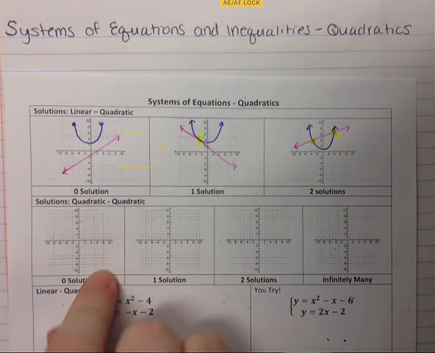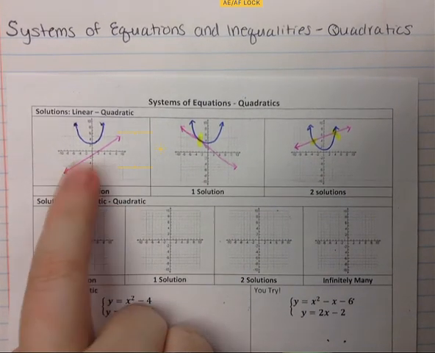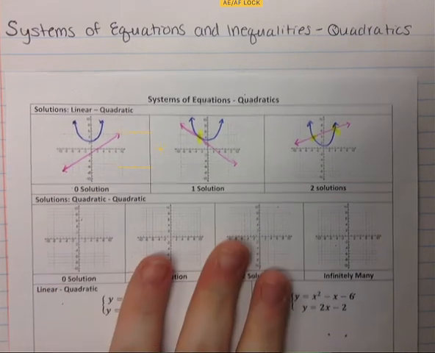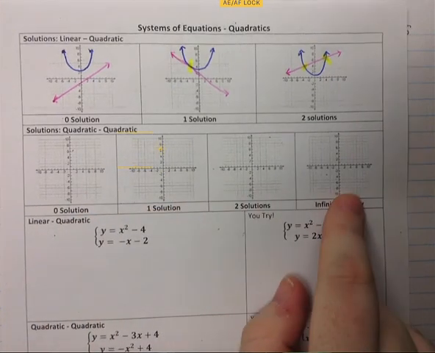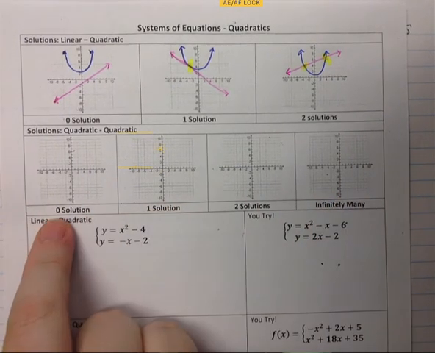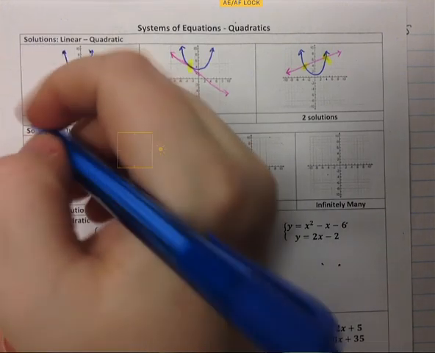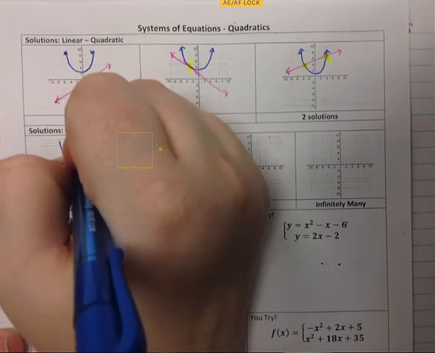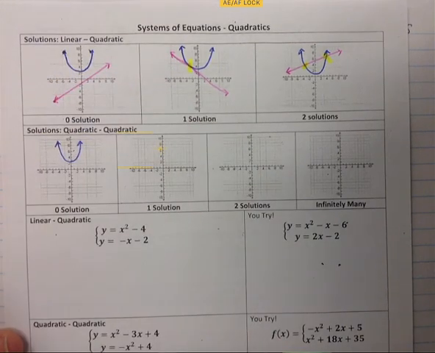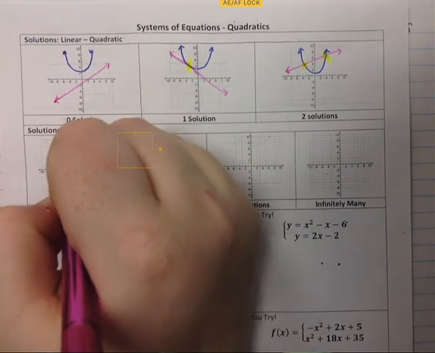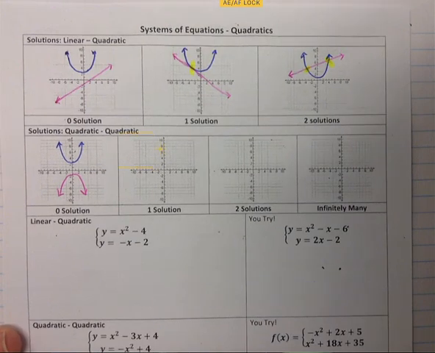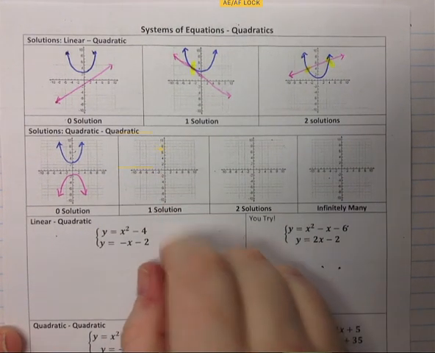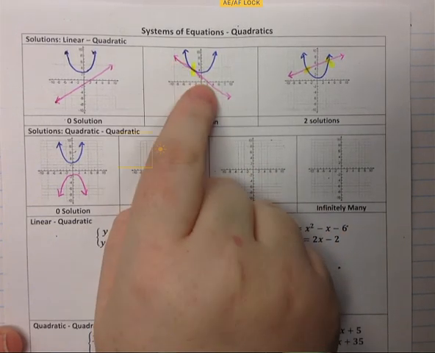Now we'll also be dealing with quadratic and quadratic. So instead of just quadratic and linear, we'll have 2 parabolas. For 2 parabolas, you can have 0 solutions, 1 solution, 2 solutions, and infinitely many solutions. A 0 solution case is when your 2 parabolas do not intersect at all. A basic one would be a parabola opening up and a parabola opening down that do not cross. So these have no solution. One solution could be 2 parabolas that just touch at the vertex, kind of like how the line was just touching it here.